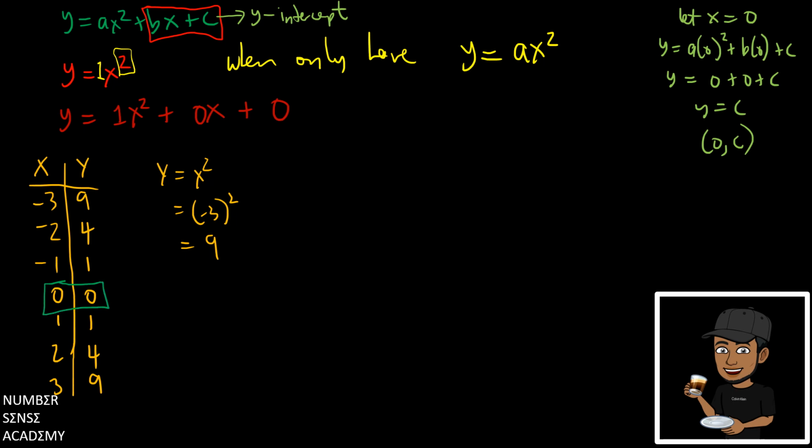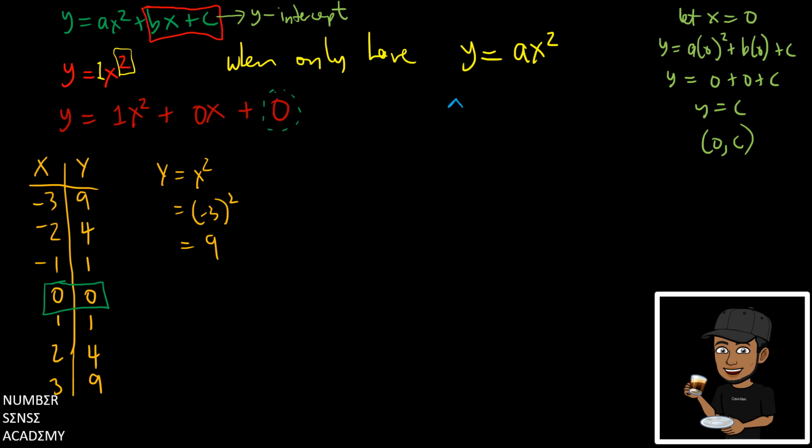Okay, so that makes sense. The y-intercept is 0. Now, what I want to do is put this on the graph because there are some other properties that I want to pull out as well.